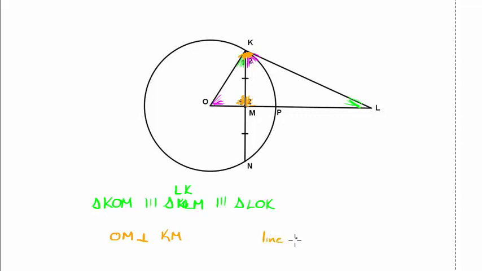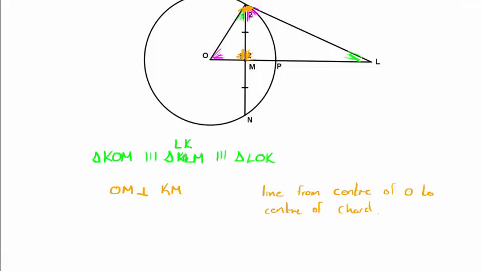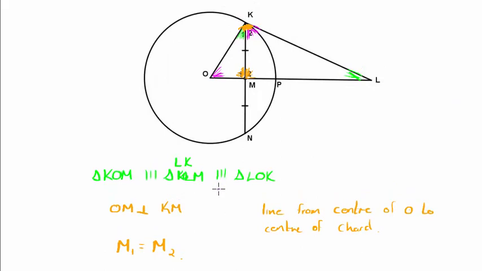And then line from center of circle to center of chord. Okay? So in other words, it would follow that N1 is equal to N2. Okay?